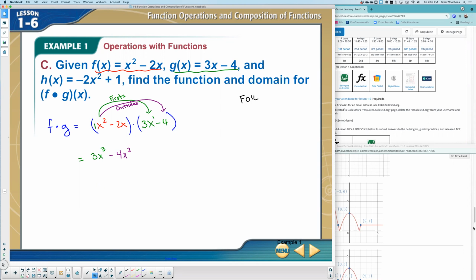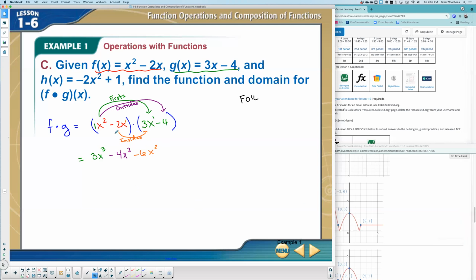All right, next step over here, we have the I, inside times inside. So I'll write down insides. Negative 2x times 3x to the first. So negative 2 times 3 is negative 6. This is x to the first, this is x to the first. 1 plus 1 is 2.